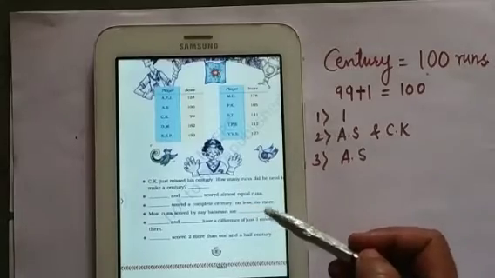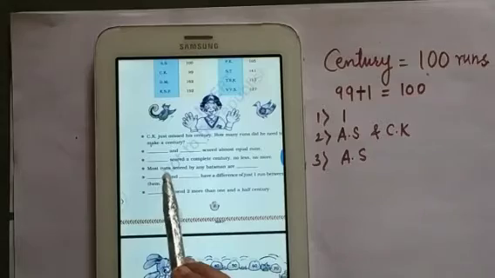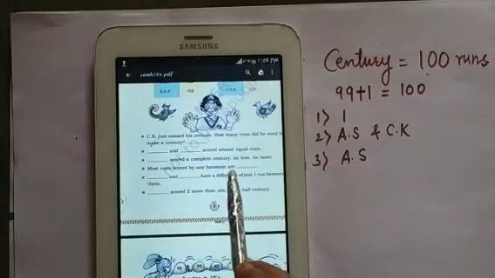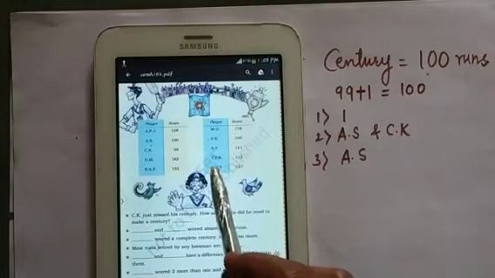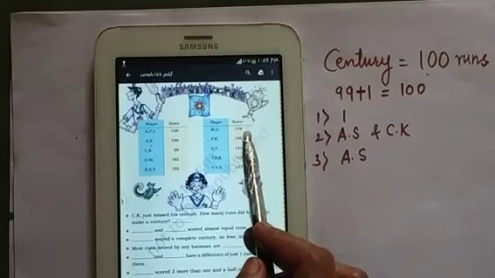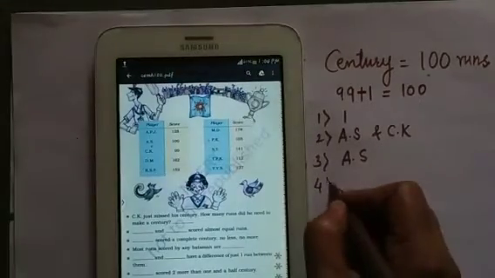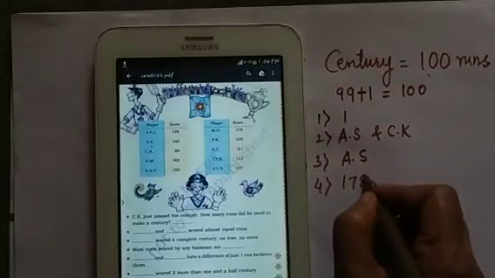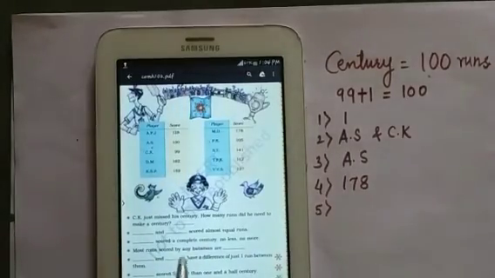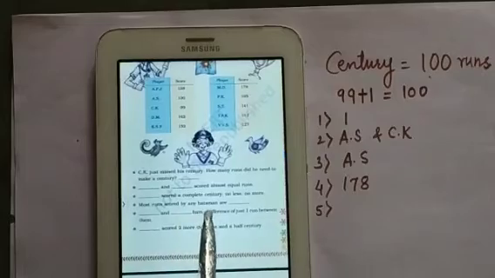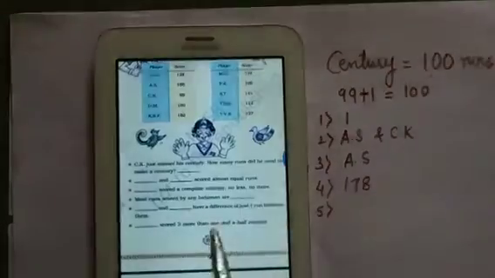After this, most runs scored by any batsman are, who scored the most runs? See here, 178. So the answer is 178. We completed this one now.